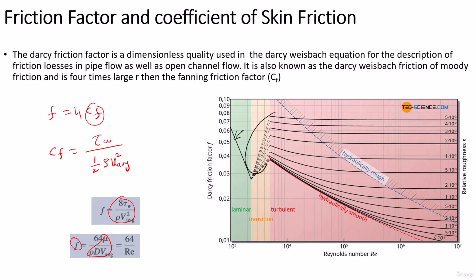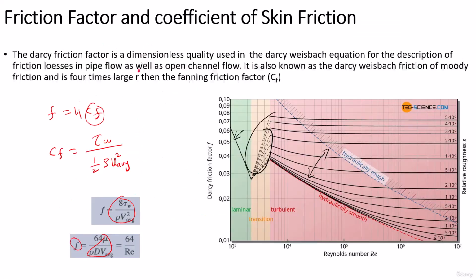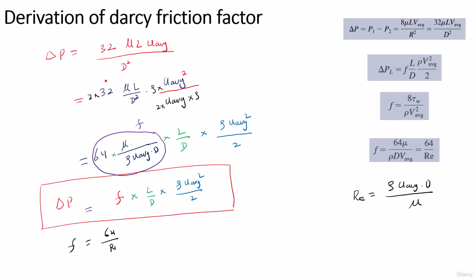For transitional flow, we are here, and for turbulent flow, we are here. So the delta P, we know the equation we derived just now. From here, I'm just manipulating: I'm multiplying and dividing by 2, and then multiplying and dividing by U average.